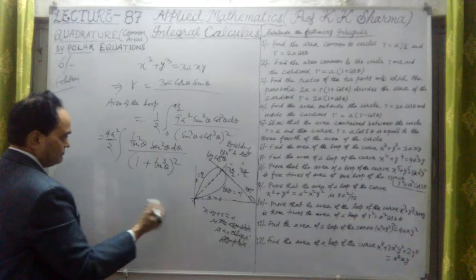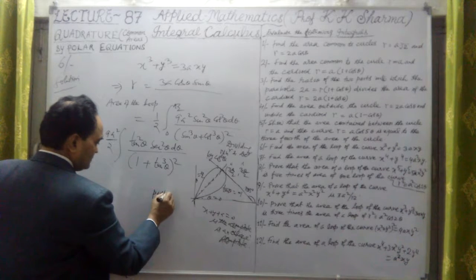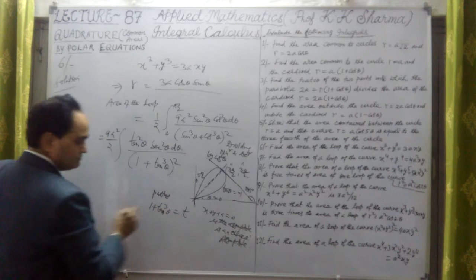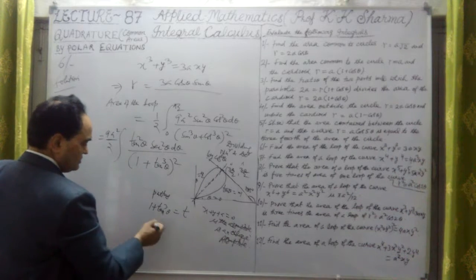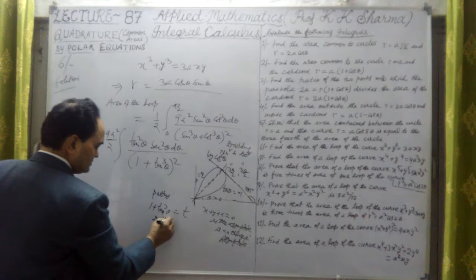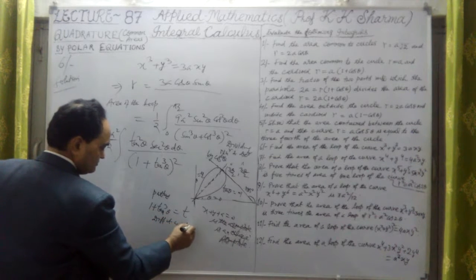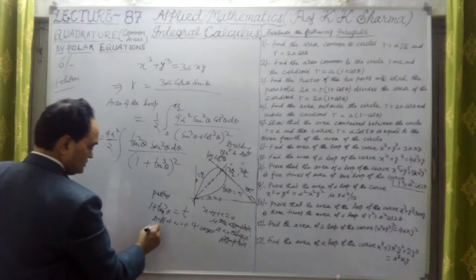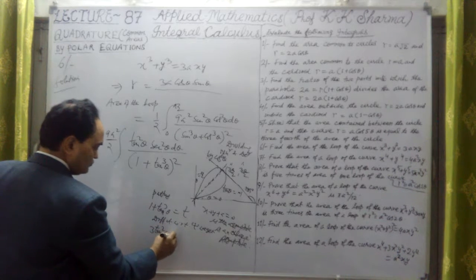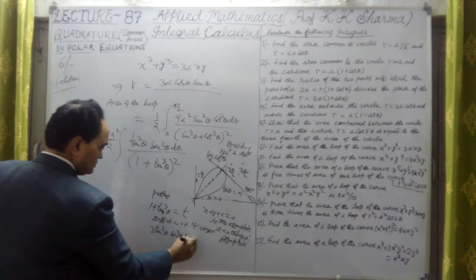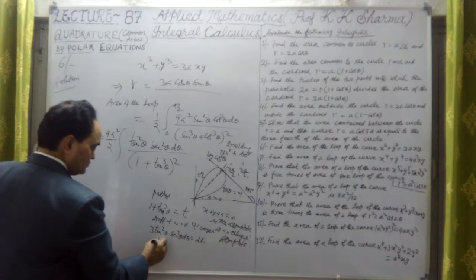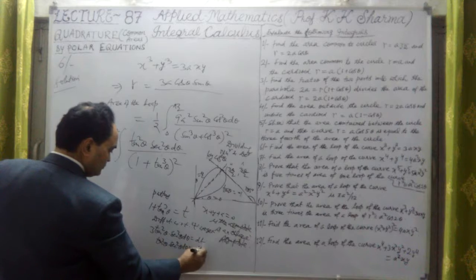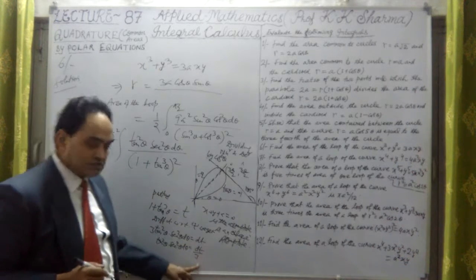Now let me consider further putting 1 plus tan cube theta equal to t, any constant we can take. Differentiating it with respect to t, we get 1 is 0, and this is 3 into tan square theta into secant square theta d theta equal to dt. That means tan square theta into sec square theta d theta is equal to dt upon 3. Try to understand, this is dt upon 3.